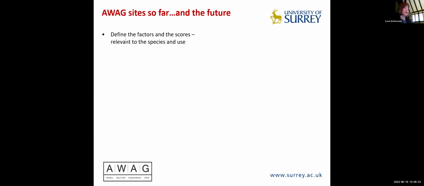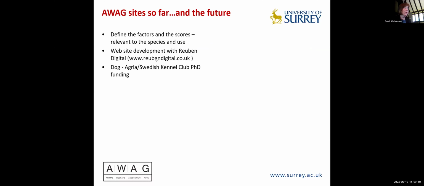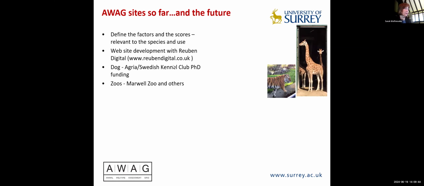So far with the AWAG, we've defined the factors and the scores for those factors. The scores are all defined so that we've reduced inter-observer variability relevant to the particular species and the type of use that we're looking at, because there's no one size fits all. The website development is Ruben Digital, who do all the computer work for us. We have a dog site, which was funded by Agria. My PhD student just finished her PhD working on that.